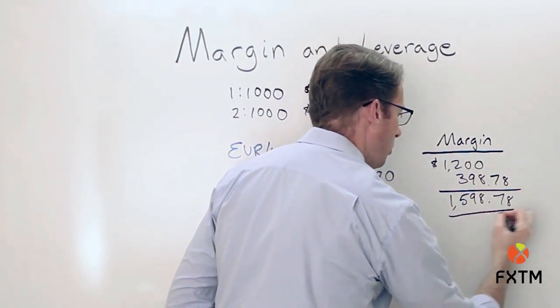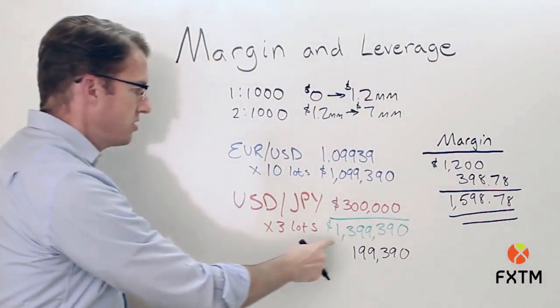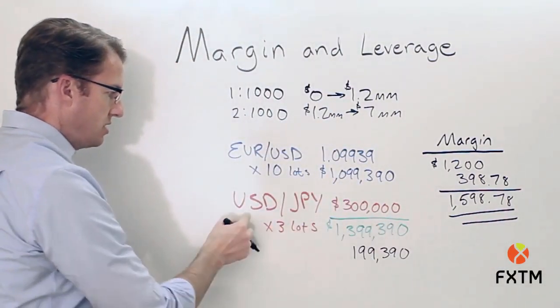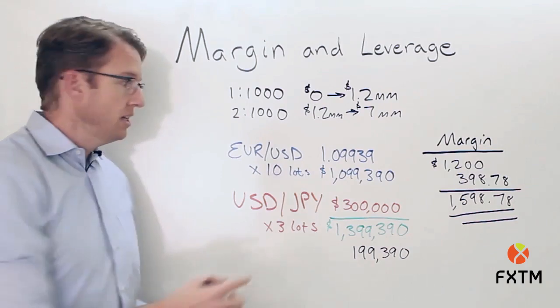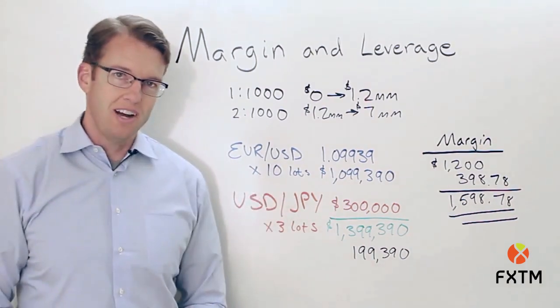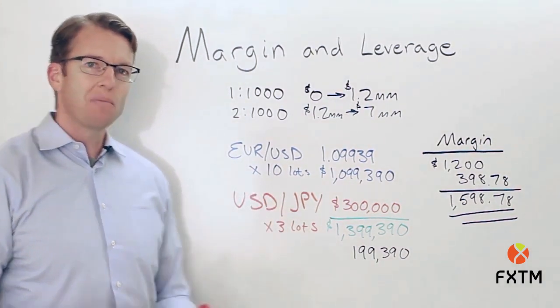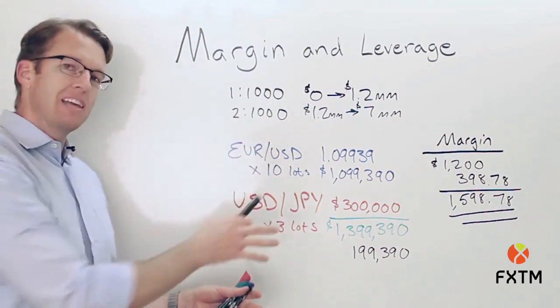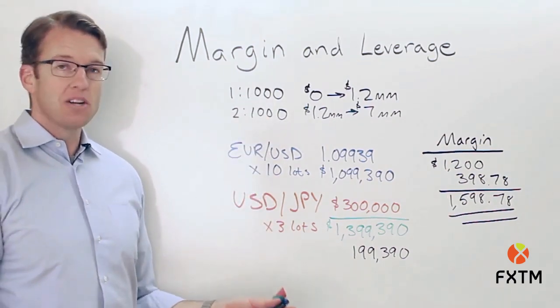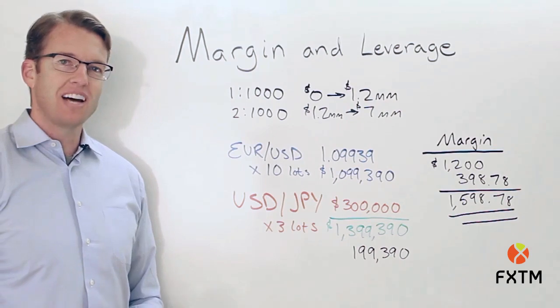All right, if we add those up, I get $1,598.78 as the total margin requirement to hold open this position that consists of 3 lots of the dollar-yen and 10 lots of the euro-US dollar. So it's a little bit more complicated, but it should help you understand how margin and leverage relate to each other and how the margin requirement may change depending on the size of your position.